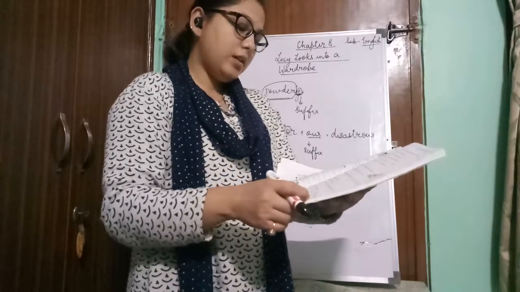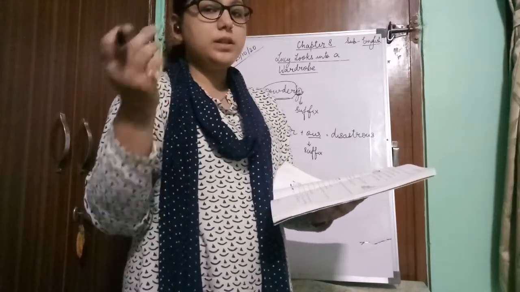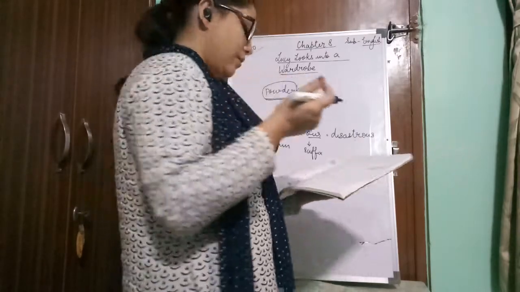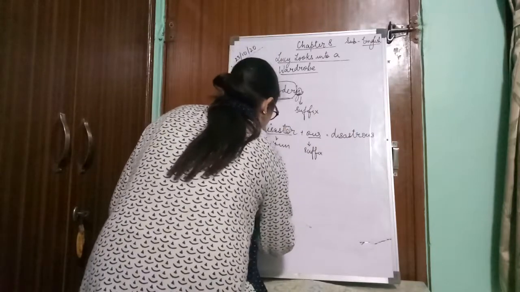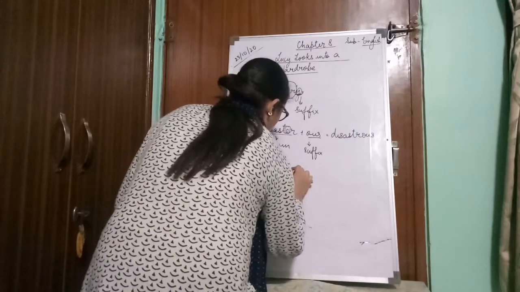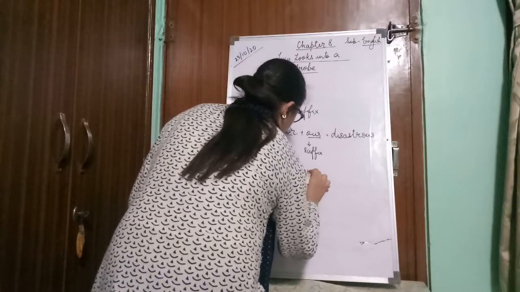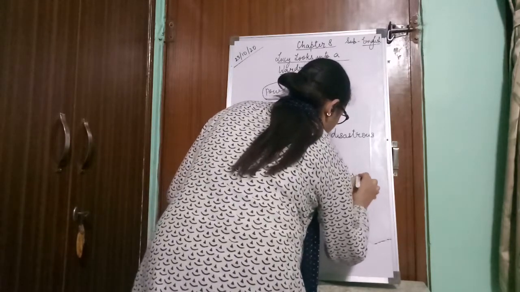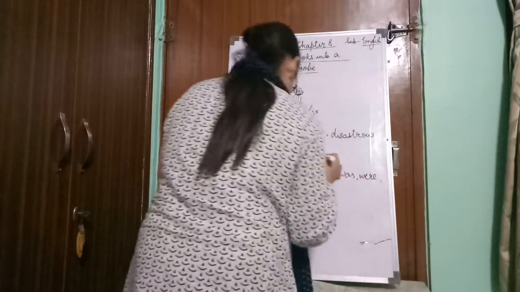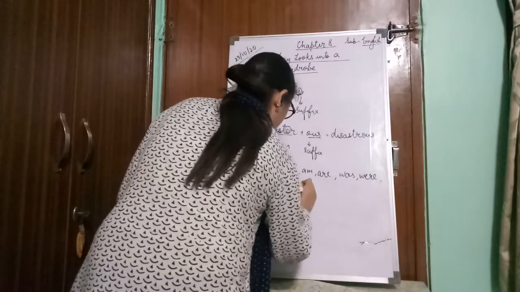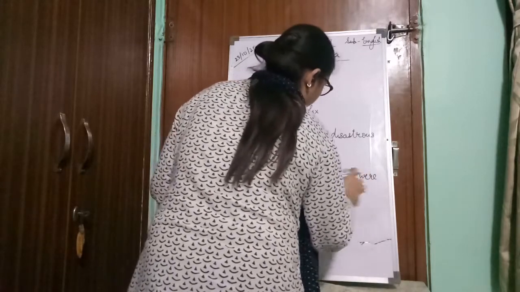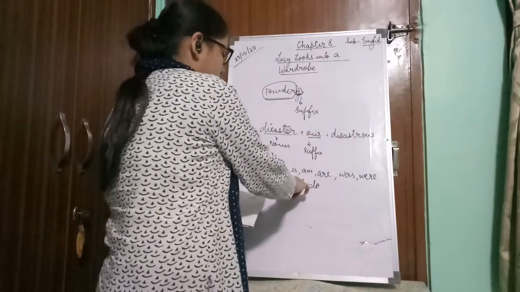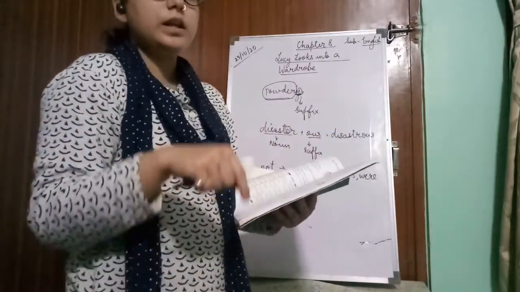So let us discuss now how to change a positive sentence into negative. We change a positive sentence into negative by adding not after the helping verb like is, am, are, was, were and do. So what we do, we add not after these helping verbs to change it into a negative sentence.